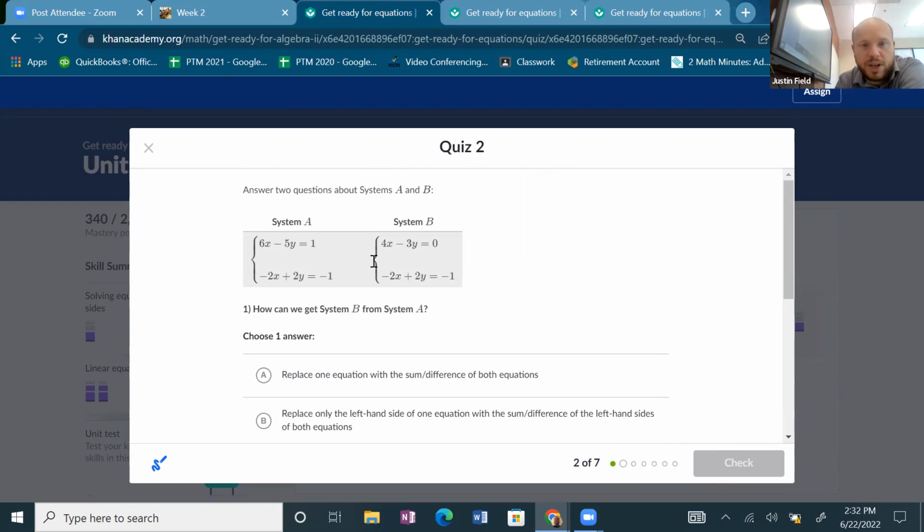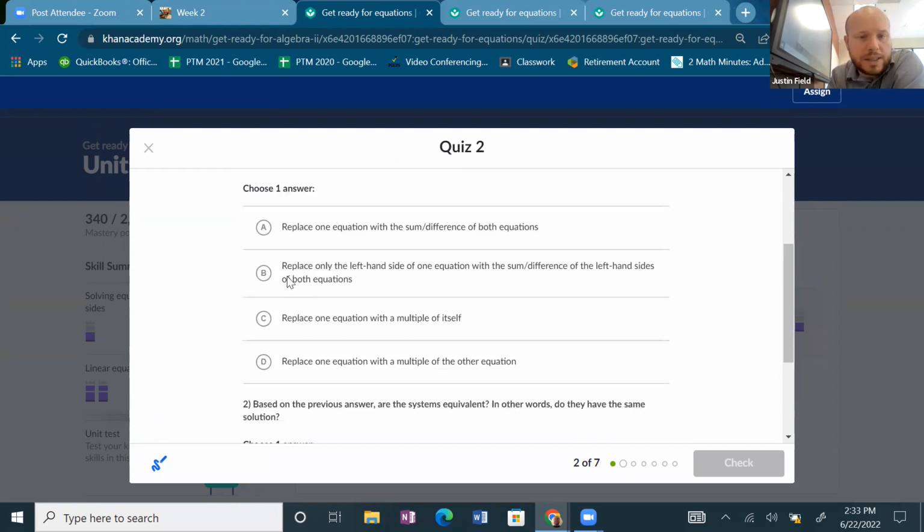How can we get system B from system A? So let's look at system B and system A. The bottom is the same in both. But the top, it looks like the 6 went down by 2, so maybe we added. And then the 5 went down by 2, so we went up by 2. Even the 1, we add it and it becomes 0. So it looks like we take the second equation and add it to the first. That's replacing one equation with a multiple of itself.